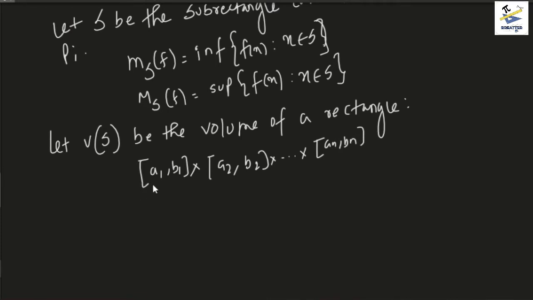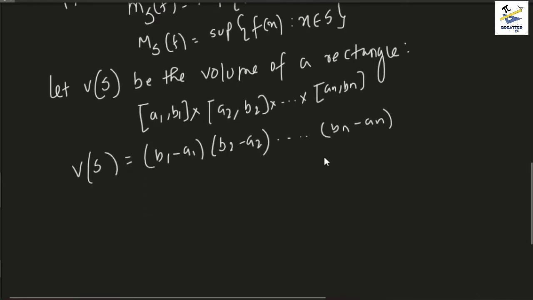So this is the rectangle A1, B1 cross A2, B2 and all the way up to An, Bn. Now the volume of this is defined simply as B1 minus A1, times B2 minus A2, and all the way up to Bn minus An. Okay.